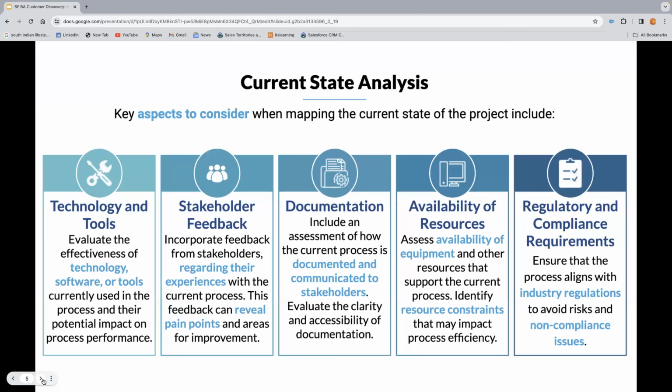Availability of resources: assess availability of equipment and others that support the current process, and identify resource constraints that may impact the process efficiency. Regulatory and compliance requirements: ensure that the process aligns with industry regulations to avoid risk and non-compliance issues.